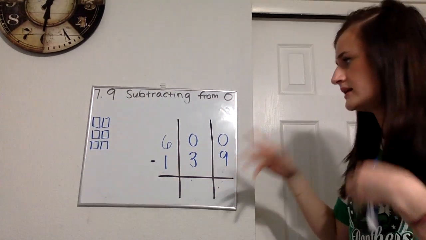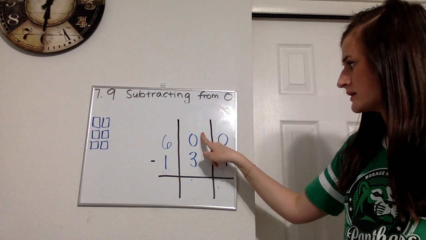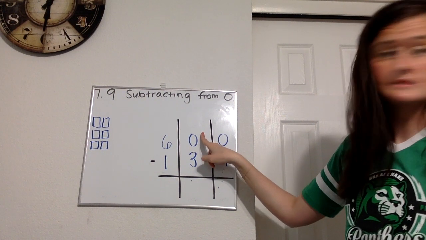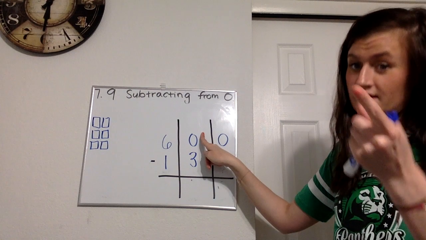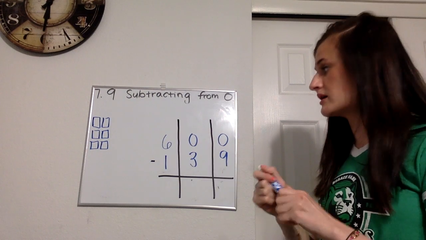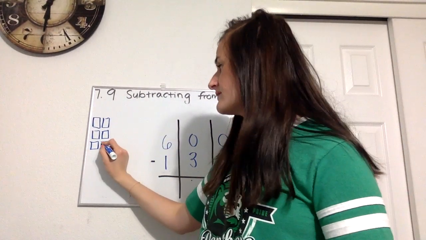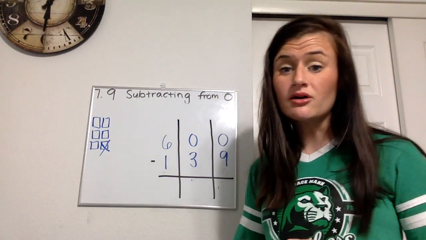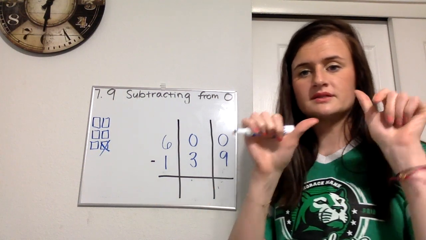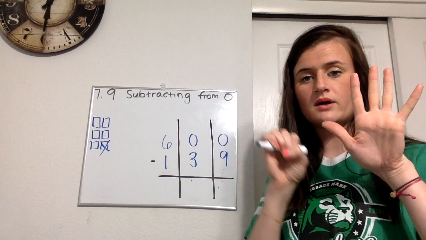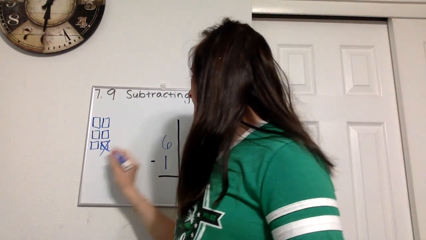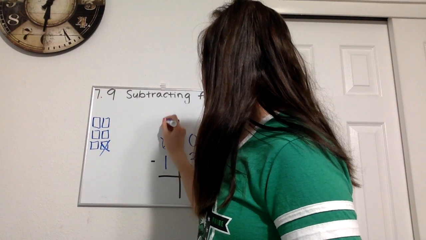0 subtract 9, we can't do. Can we borrow from our tens? So where are we going to go? You got it, we're going to borrow from our hundreds. So if I have 600s, and I borrow 1, how many will I have left? Here's 6, I borrow 1. You got it. I'll have 5 hundreds left.